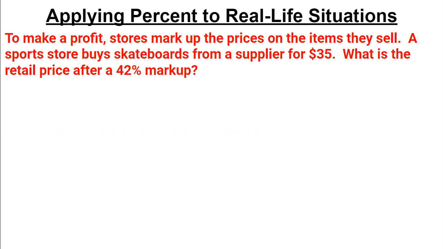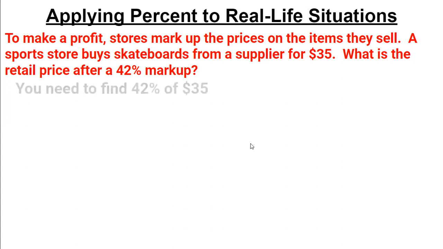So stores will buy something cheaper from their supplier, person that makes the skateboards, and then they will sell it in their store for more. Why would they do that? Because they make a profit, right? They're in business to make money. That's their income. So they're going to charge you more. How much more are they going to charge you than $35? Well, they're going to charge you 42% more. So if one day you're a business owner and you want to say, how much profit am I going to make? You can figure out how much you want to mark up your products. You'll be using percent a lot.